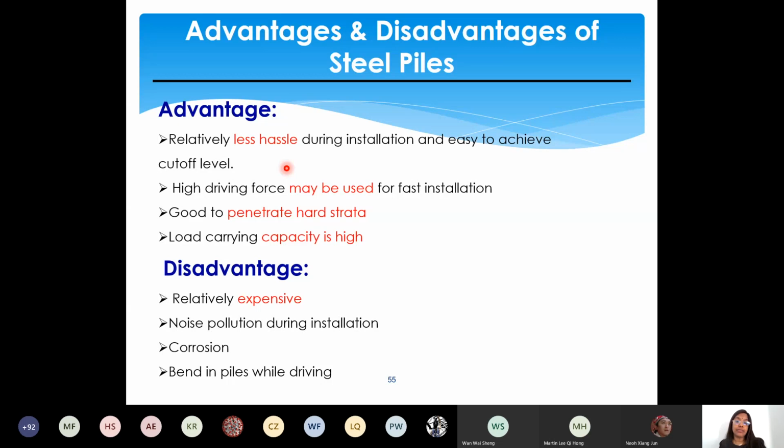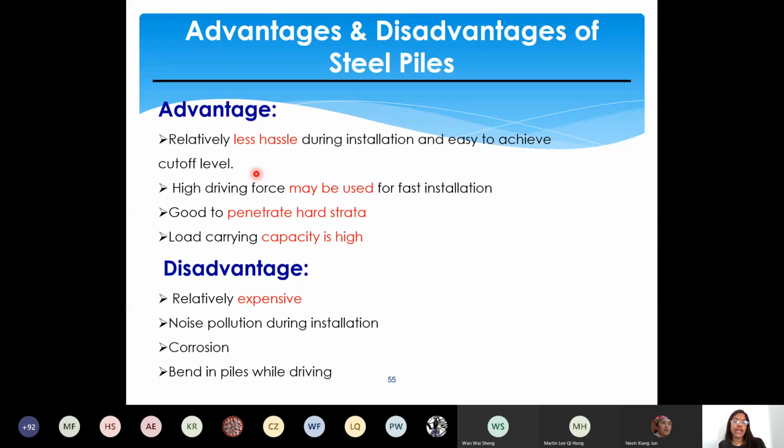Advantages. Come on, let's read that. Less hassle, because steel is not going to become brittle or break. So less hassle in handling during installation, and easy to achieve cutoff levels. It means you can nicely cut it wherever you need to customize it. The remaining portion need not be protruding out of the ground. You can easily remove it. You can easily customize it by proper cutting equipment.